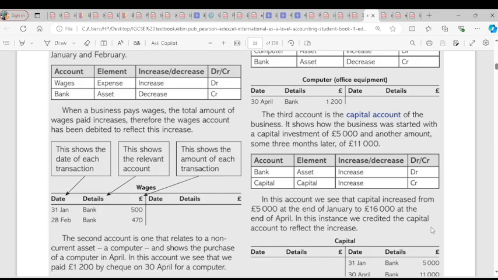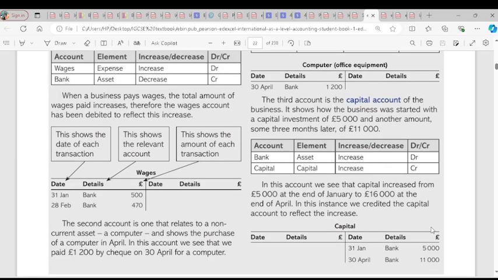Do you understand? So look at this. Now, they said the third account is the capital account of the business. It shows how the business was started with a capital investment of 5,000. It's not about the 3 months. So our capital, we now receive capital of 5,000. So the capital account will have a credit entry of 5,000.